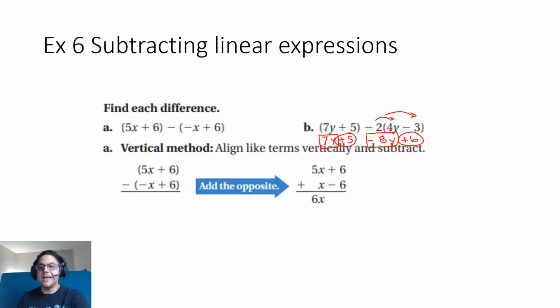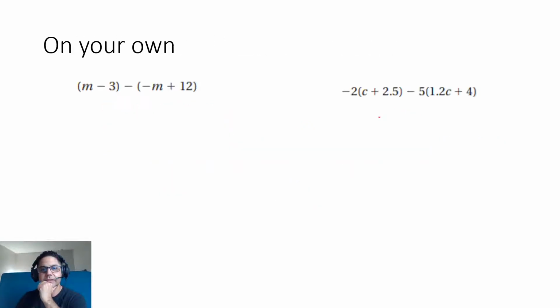So 7y subtract 8y, that's going to be negative 1y, but remember we said let's just write it as negative y. And then 5 plus 6 is 11. So the subtracting linear expressions really is only kind of helpful if it's a basic subtraction sign, not when it's a subtract 2. Let's see what the next one looks like.